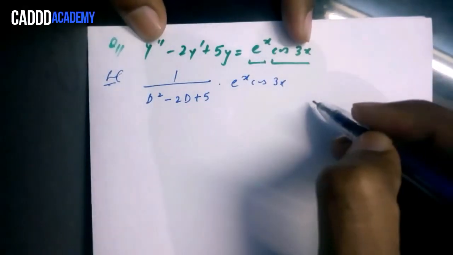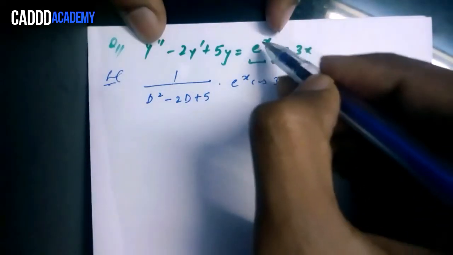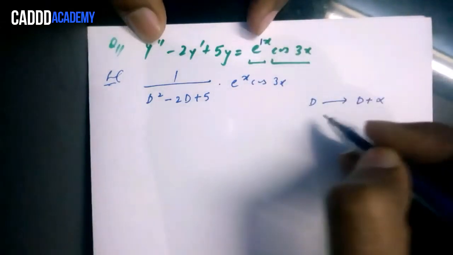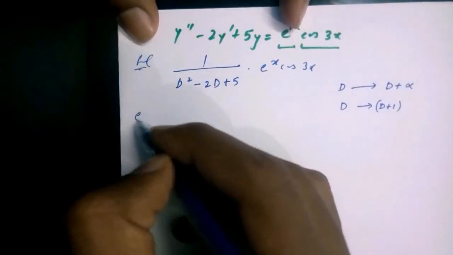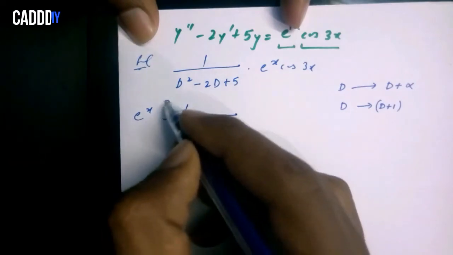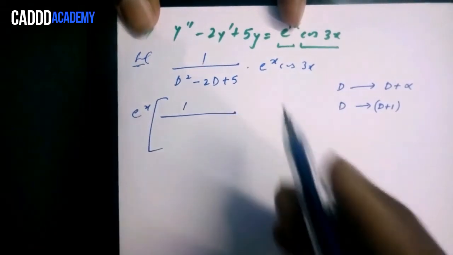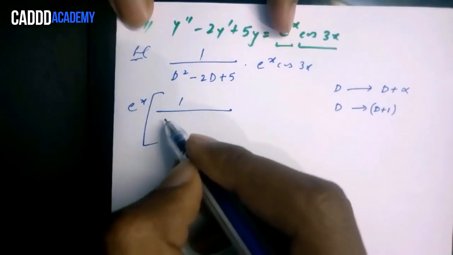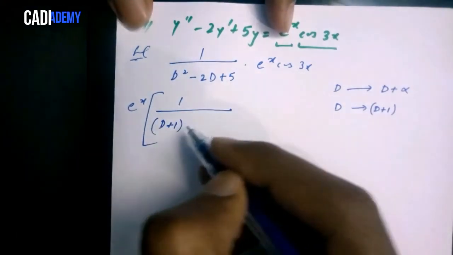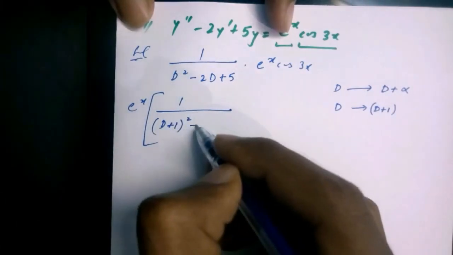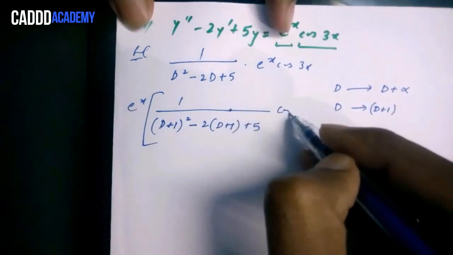So what we will do here is make d as d plus alpha, and what is alpha, guys? This thing is alpha, which is 1 here. So d will tend to d plus 1. Now this equation will have e to the power alpha x, where alpha is 1, outside, and d will tend to d plus 1, so we have (d plus 1) square, minus 2 into (d plus 1), plus 5, into cos 3x.